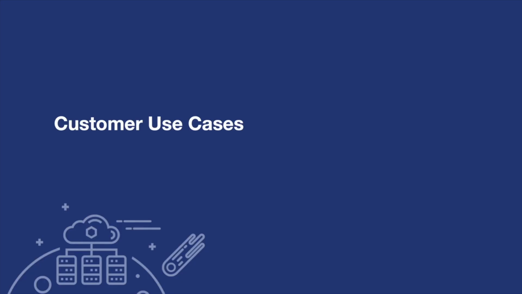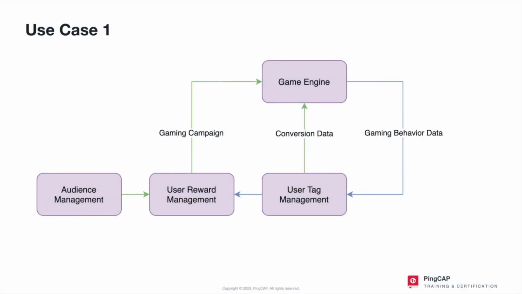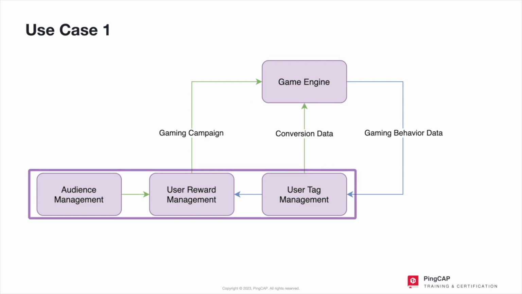We will discuss customer use cases. Our first case study covers a gaming company. The diagram shows the company's abstract architecture. We will see their specific database architecture shortly. So the diagram shows that the gaming company's high-level architecture consists of a game engine and 3 subsystems.